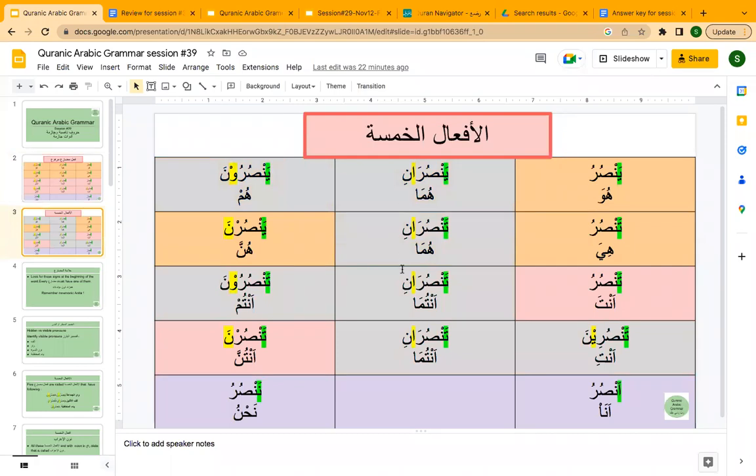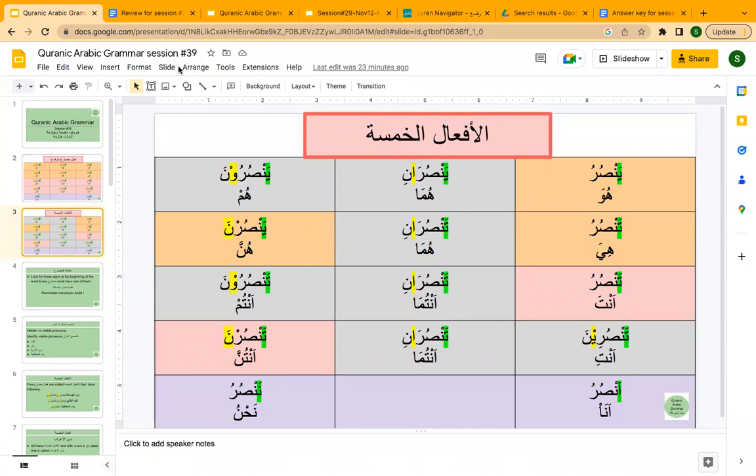Your af'alul khamsa here are being denoted by gray, okay? The gray color is of af'alul khamsa. So they will only be those that have aliful asnain, waul jama'a, Ya'ul Mukhataba. Okay, these are the only three structures that have to be there for a fail to be called one of the fail from Al-Af'alul Khamsa. Okay, I hope this is clear.